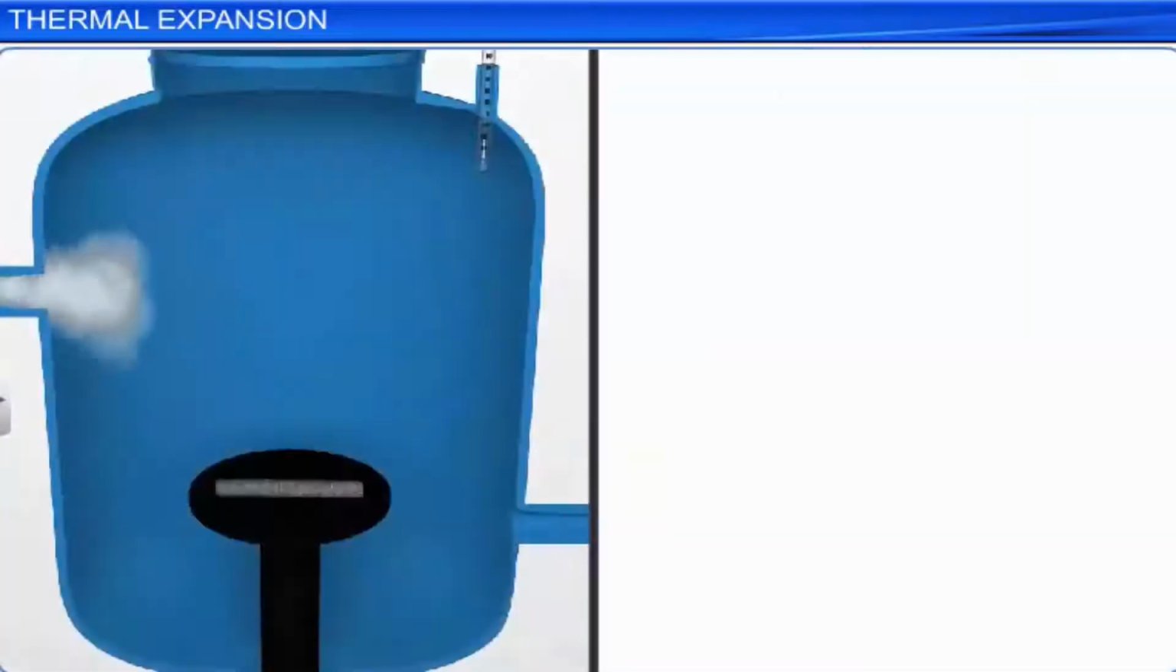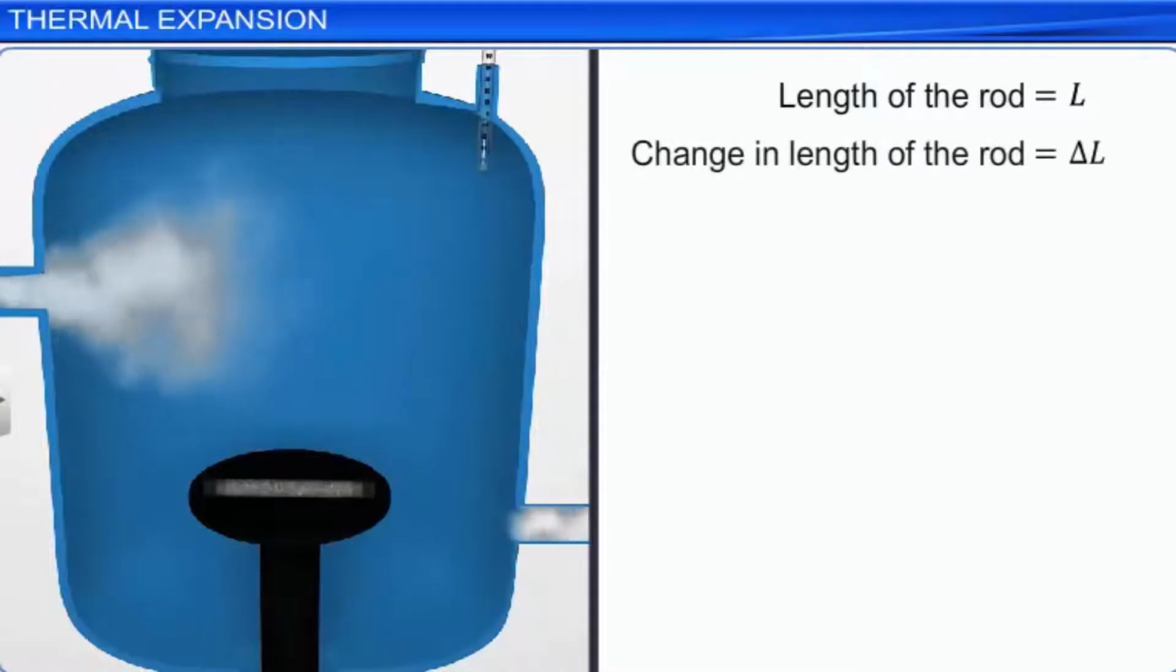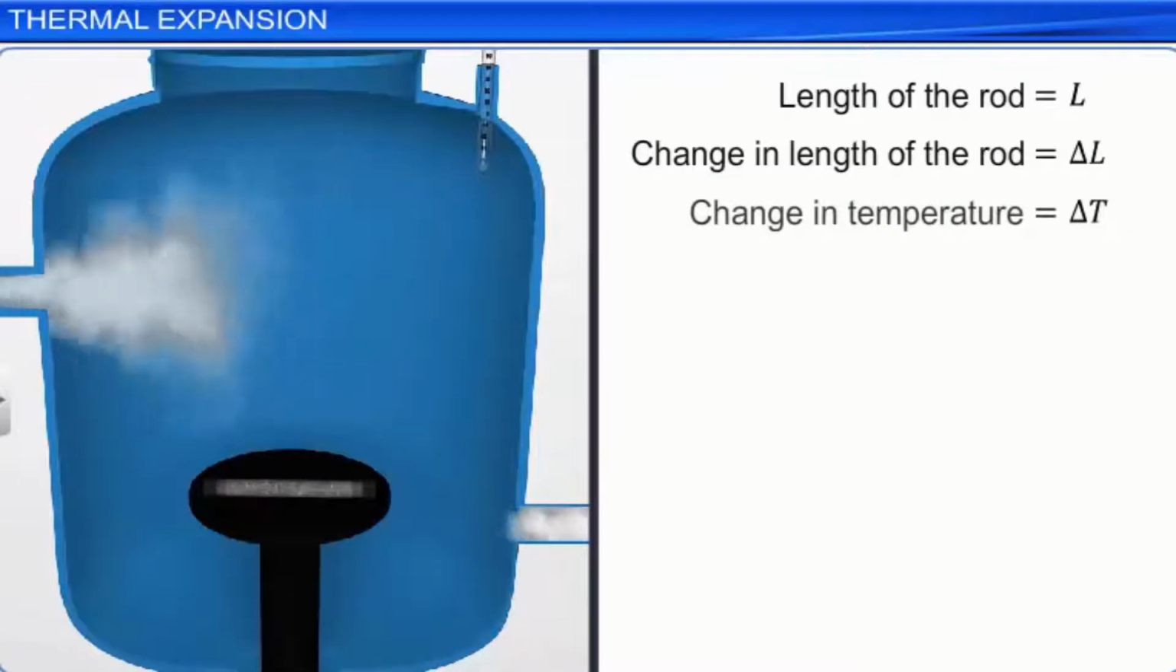If the length of the rod is L and delta L is the change in its length for a temperature change of delta T, then delta L by L is equal to alpha L into delta T. Let this be equation 3.